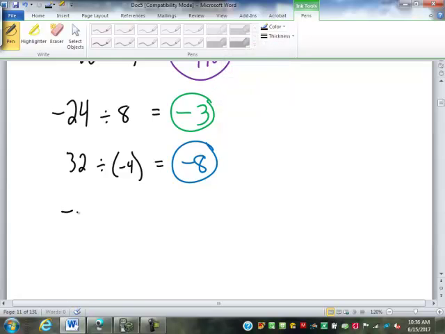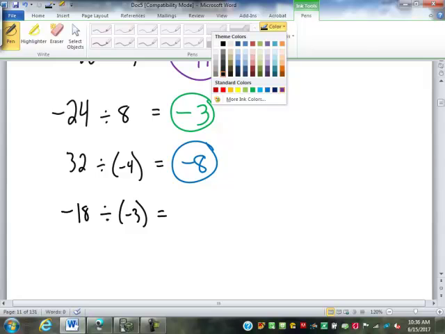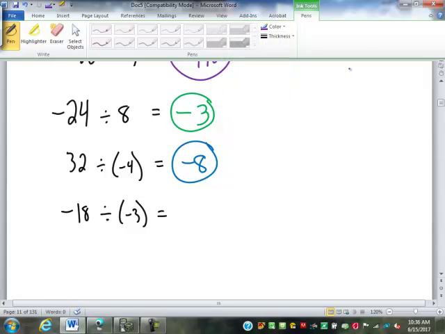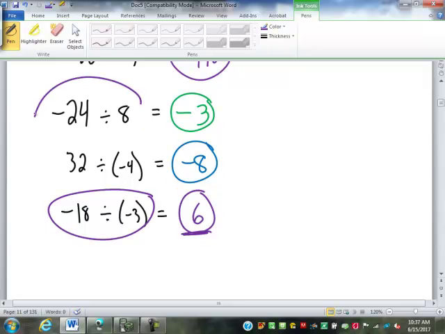And finally, negative 18 divided by a negative 3. Positive or negative? Positive. A negative divided by a negative is a positive. 18 divided by 3? Is 6. It's a positive 6. So again, when we're multiplying or dividing, if we have both negative or obviously both positive, the result's going to be positive. If there's one of each, one negative and one positive, the result is negative.